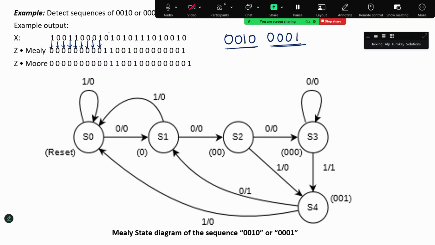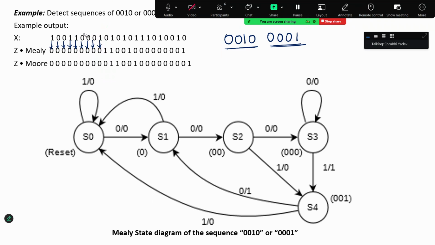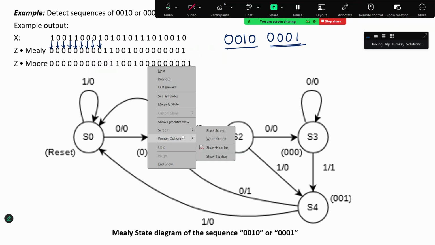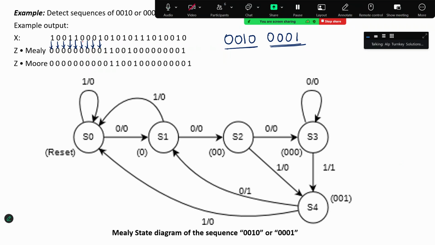See here, 0010. I got the sequence, no? Where did you get the sequence? Here you got the sequence. So here this value becomes 1. That means 0010 is the sequence I got, and the output becomes 1. And what is the next case?